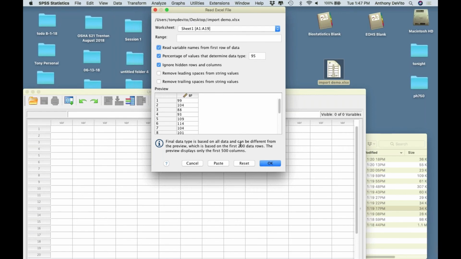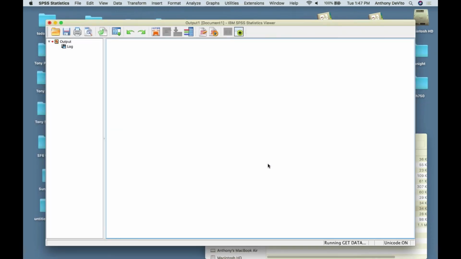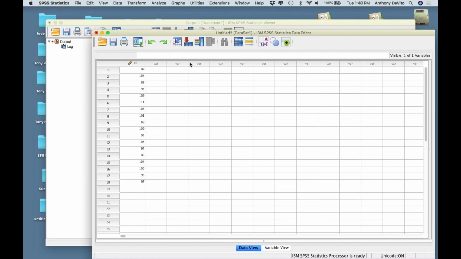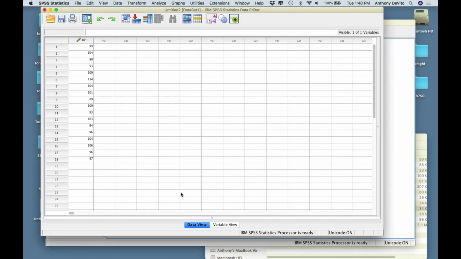Okay. So I'm going to click OK. There's a few other things there, but I'm going to go ahead and click OK. And it's going to import that into SPSS. It's going to open an SPSS data file, and there's my SPSS data file. In this view, called the data view, I can see the data and the variable at the top, right?